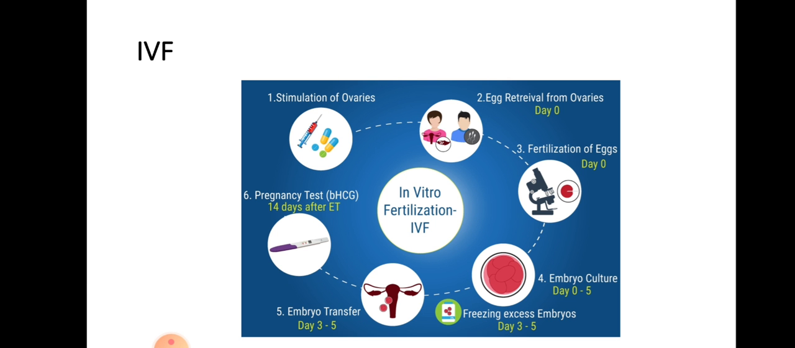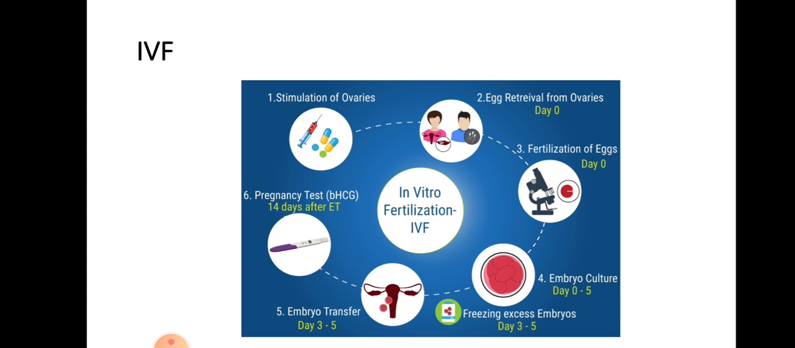This is the method that is called test tube babies. Many of you think that babies will grow in the test tube. Not like that. Only the formation of the zygote and the embryo takes place in the test tube. After that the embryo is transferred into the mother's body. In the mother's uterus, the baby will form and grow. So this is the basic thing that happens in IVF, the test tube babies.